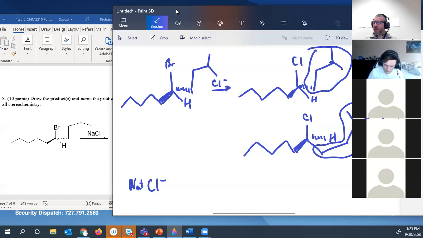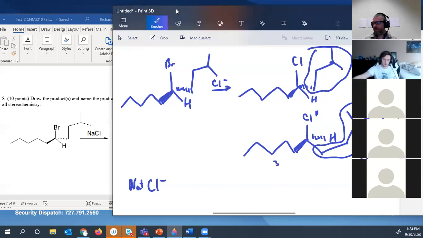All right, so I switched out that group that's at the back with the hydrogen in the front. Now that I've got the hydrogen in the back, I can now assign priorities. So number 1 will be the chlorine. Number 2 will be this group because it's got the branch on it. And number 3 is the straight chain.